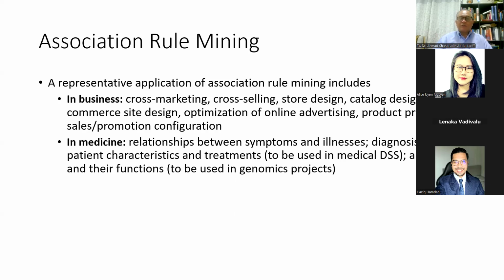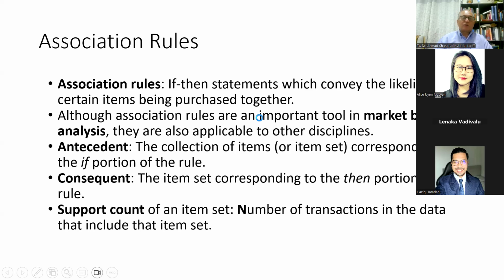Association is useful in business and in medicine. In medicine, you can see a relationship between symptoms and illnesses. In business, it can be useful in cross-marketing, cross-selling, store design, and so on. So the rule for association is an if-then statement. If a person buys a certain thing, or does a certain thing, or happens to be a certain thing, that is the antecedent, and then they will have a consequence. So antecedent and consequence.